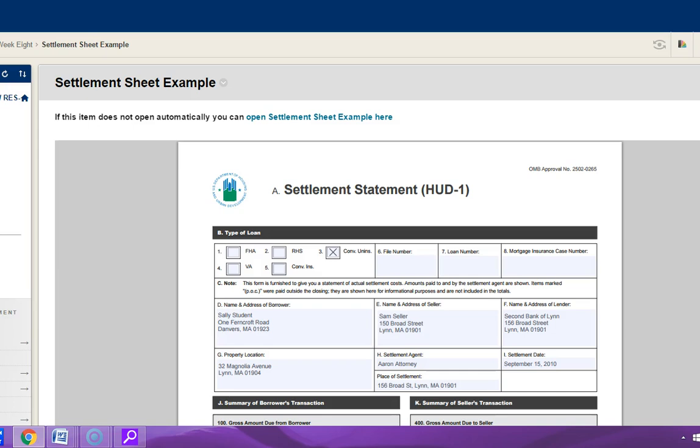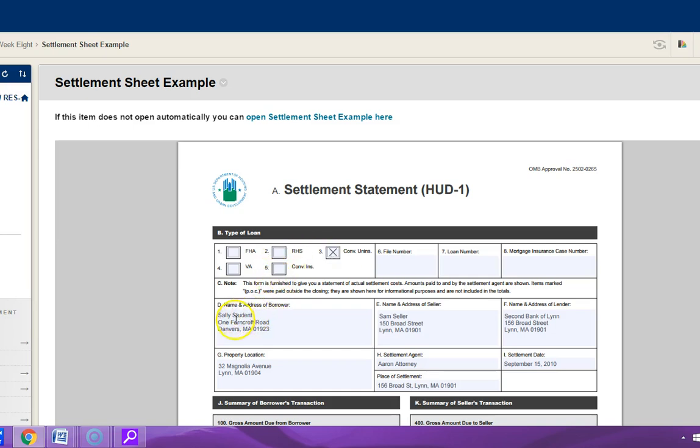So anyway, when you complete these forms, at the top, what you do is you insert an X on the type of loan that you have. If it's an FHA loan, you click here. If it's a VA loan, you click here. If it's an uninsured loan, you click here, conventional uninsured or conventional insured.